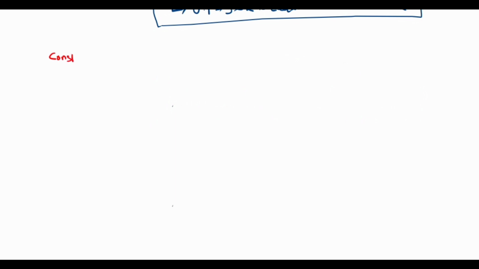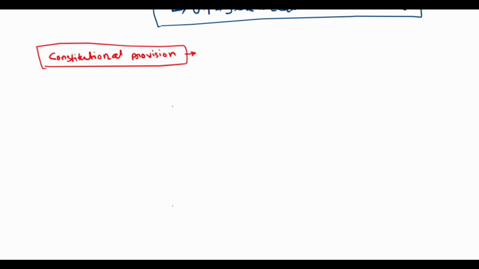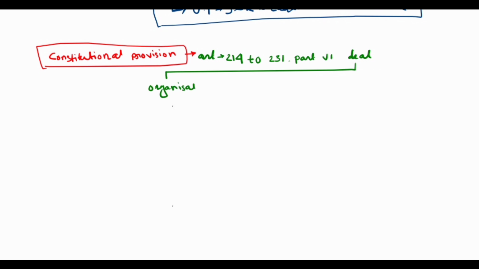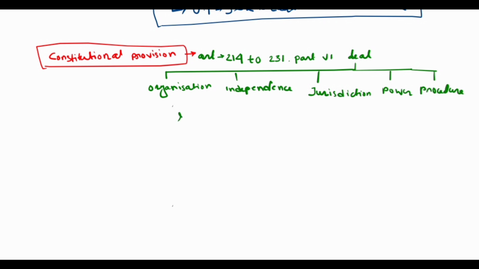Constitutional provision. Articles 214 to 231 in Part 6 of the Indian Constitution deal with the organization, independence, jurisdiction, powers, procedure, and so on of the High Court.